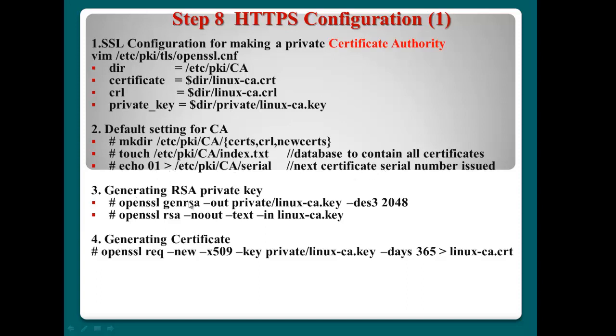Number 3, generating an RSA private key. Using openssl, you can make this kind of private key. In my case, the name will be Linux-CA.key, and using the triple-des option, I'll make a password, and the key bit size will be 2048. If you want to see the contents of this key, you can use this kind of command. After that, number 4, generating a certificate using the private key. You can make this certificate in X.509 format, and it will be valid for 1 year.